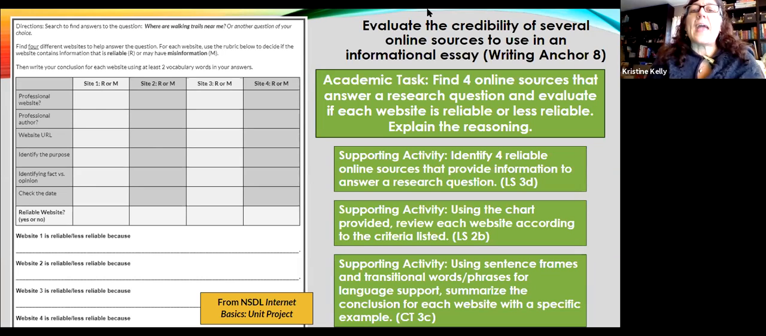So I took this, and when we look at ACESTIF, we have a learning strategy skill about identifying online sources. So this idea of doing that and looking for bias, looking for reliability, we've got a chart here which aligns with learning strategies again. It's a great way to use a specific graphic organizer for students to organize their information. And then using sentence frames and transitional words or phrases for language support to summarize the conclusion. I actually took it one step further, sorry.